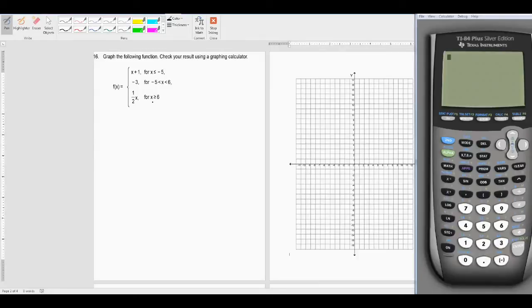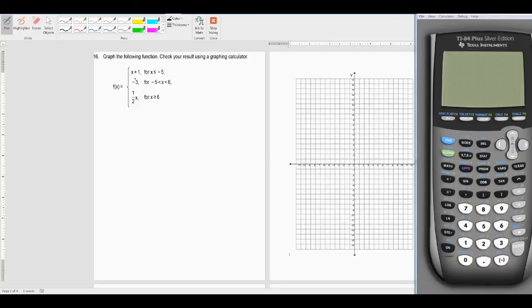Let's graph this piecewise function. Notice we have the domain restrictions. Then we're going to use those to graph each piece. And I may even use a graphing calculator to help me out a little bit. I think it's going to be easier that way.